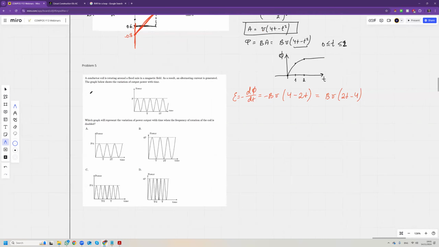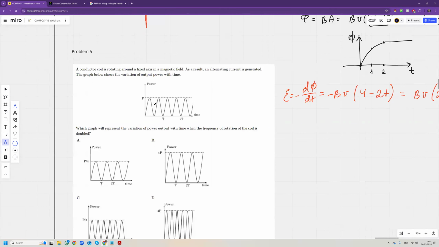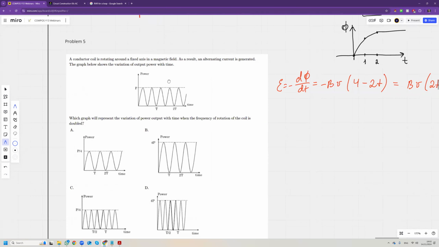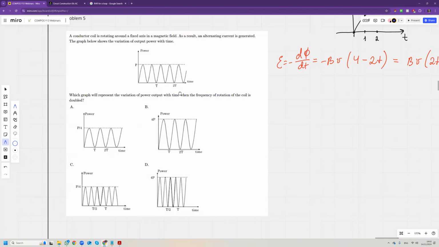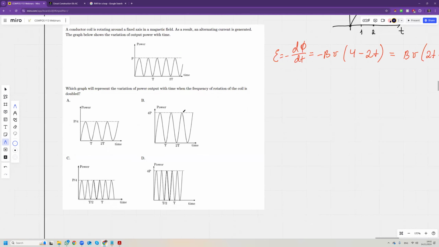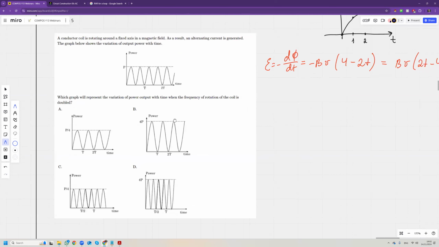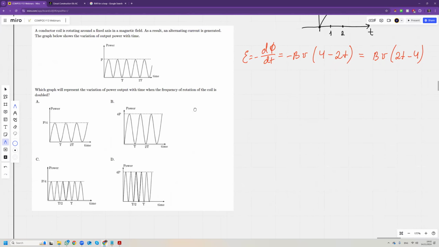Okay, so a conductor coil is rotating around a fixed axis in a magnetic field. As a result, an alternating current is generated. Which graph will represent the variation of the power output when the frequency is doubled? Well, let's have a look.